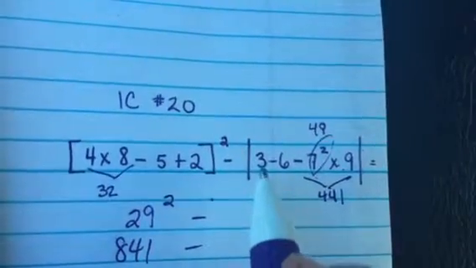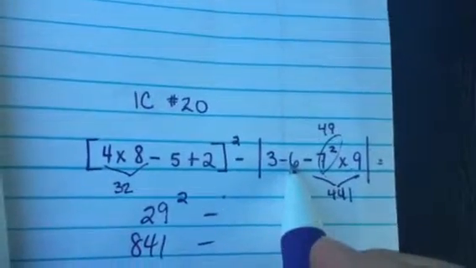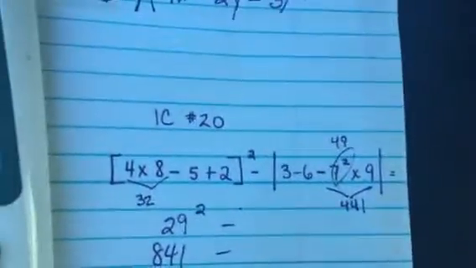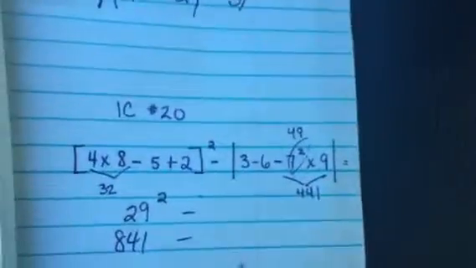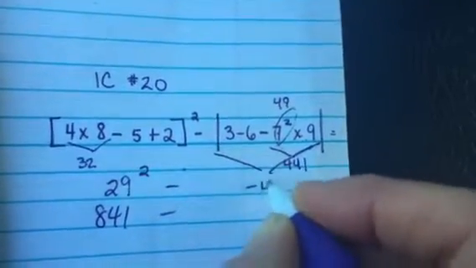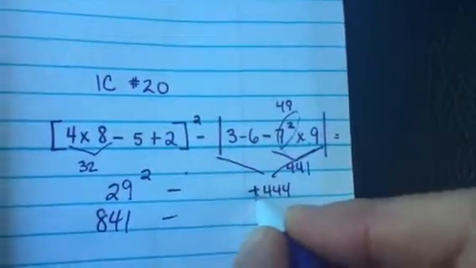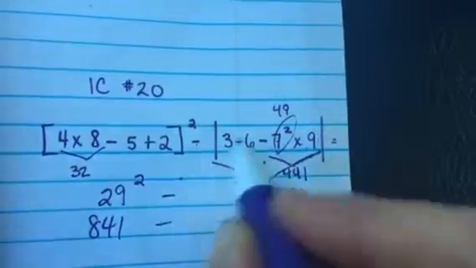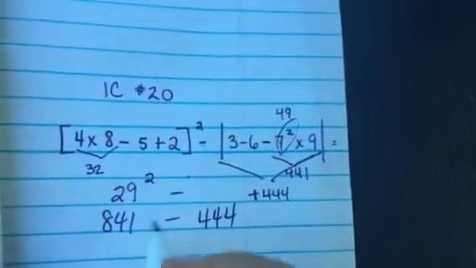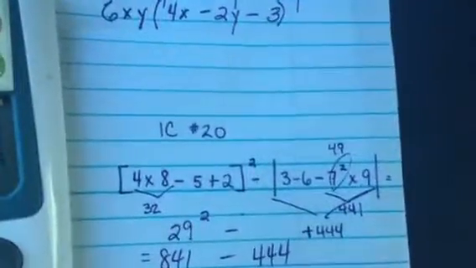So in your calculator, you're probably going to go in order. Go left to right. 3 minus 6, which by the way is -3, minus 441. So 3 minus 6 minus 441. And I get negative 444. So all of this is negative 444. But we know absolute value is always positive. Now be careful, this negative is on the outside, so it stays there. So I've got this right here. 841 minus 444.